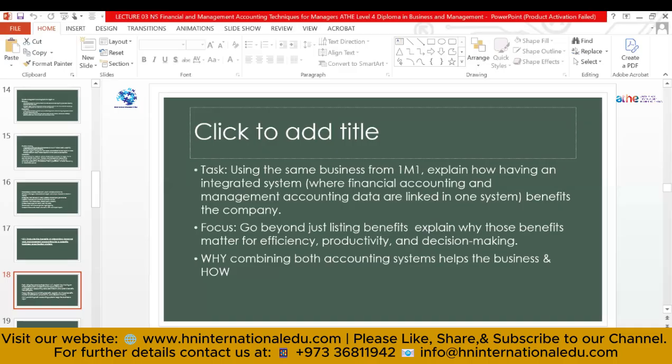What are the benefits? Go beyond just listing the benefits, and explain why those benefits matter for efficiency, productivity, and decision making. What's the necessity behind it? Why does combining both accounting systems help the business, and how? This is the question, and this is what it's asking.